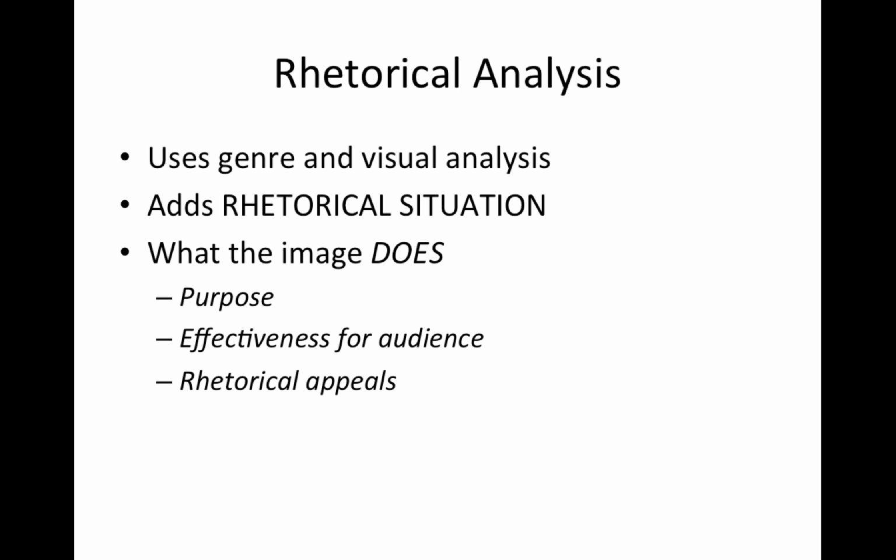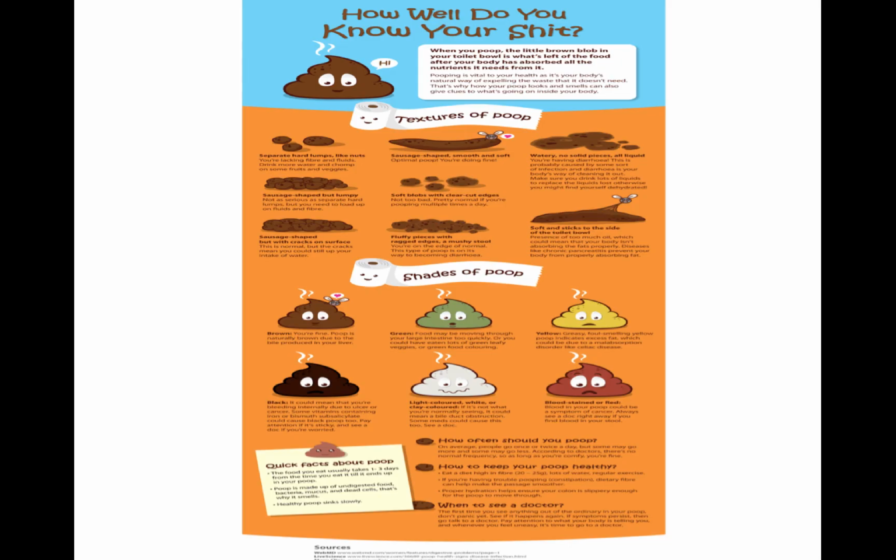So you want to think about the purpose of the image, whether or not it's effective for the audience. So you can arrange a lot of things on a visual and it cannot be visually effective. And you want to think about how you can use both images and text to create rhetorical appeals. So, for example, you can use images and text together to create a pathos appeal, for instance. Like in our poop infographic.